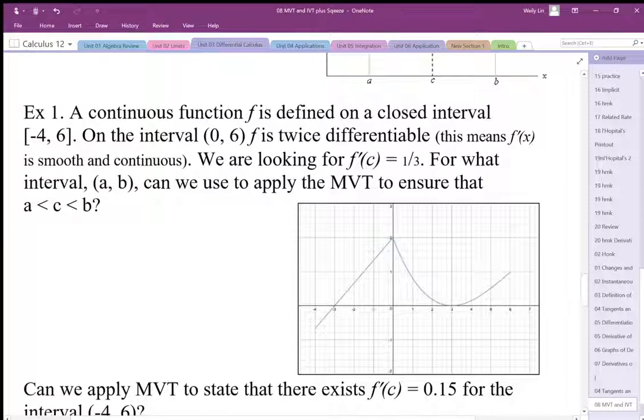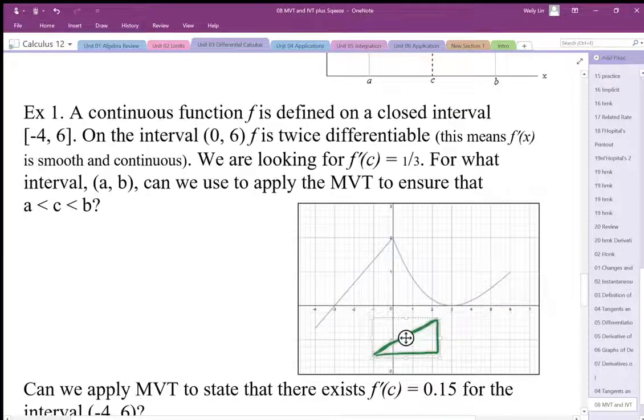This means that the derivative is smooth and continuous. So we're looking for an f prime of c that equals 1/3. What interval can we apply this for? If I draw this 1/3 slope, I need a tangent line that will have this 1/3 slope, and I can see it probably happens right about there. That's pretty much the only point.